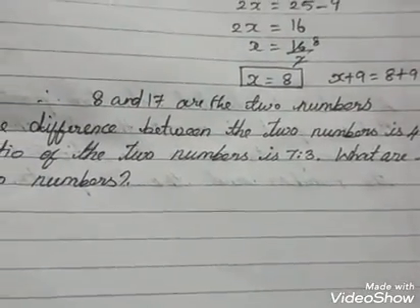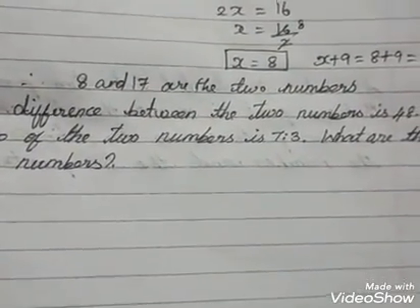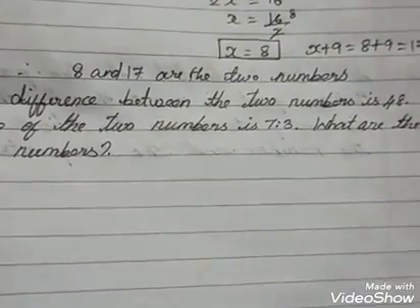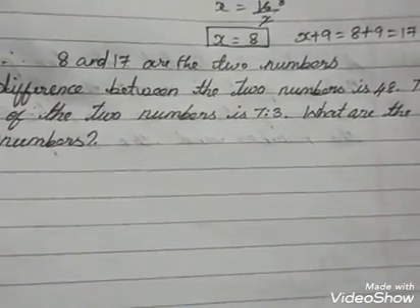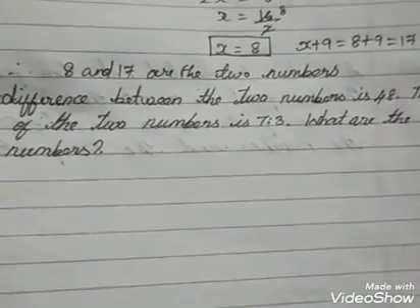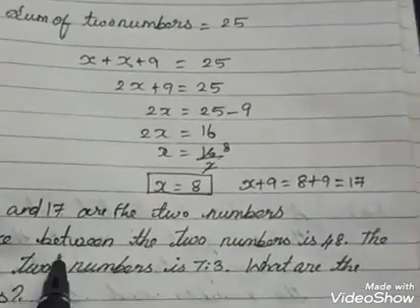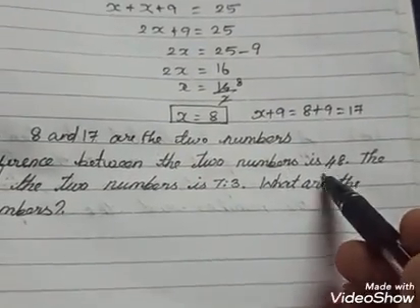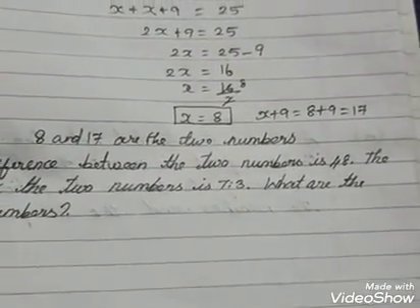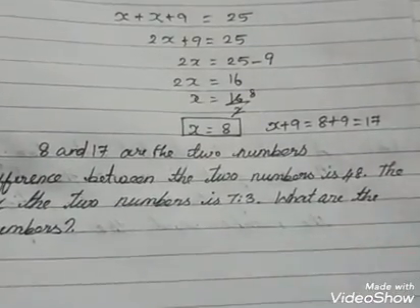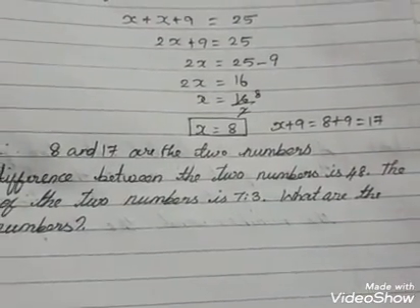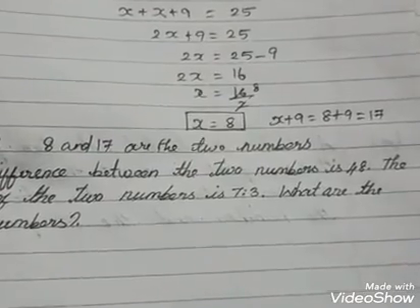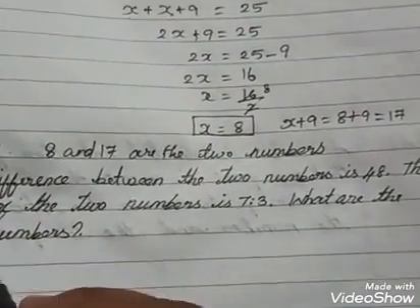The difference between two numbers is 48. Ratio of two numbers is 7:3. What are the two numbers? So difference between means we have to subtract any two numbers. You get the answer is 48. So the common ratio is 7:3. So what are the two numbers?